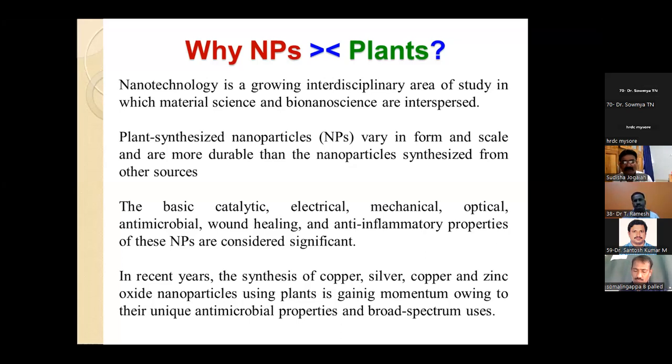So why nanomaterials from medicinal plants? In the medicinal plant, we know the importance of the plant parts, which act as a healing property. In the case of nanomaterials, if you synthesize them, the catalytic, electrolytic, mechanical, optical, antimicrobial, wound healing and anti-inflammatory properties of these nanomaterials are considered most significant. With these positive notes, the trend is that people are now working on various nanoparticles, which have been very useful in the application part.